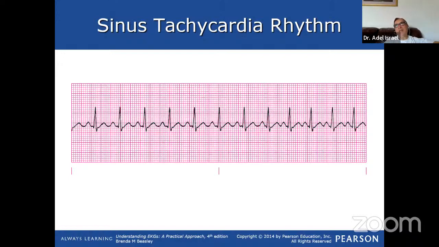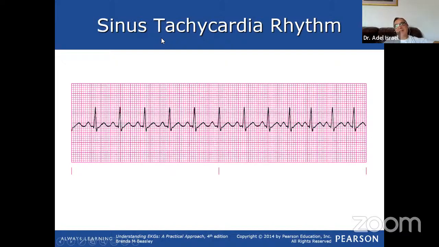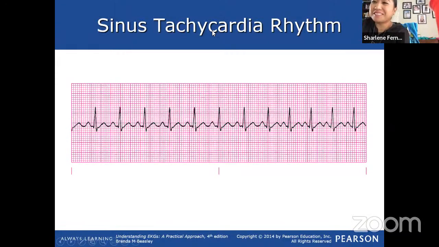You find everything is normal except the heart rate exceeds 100. So it is what? Normal or tachycardic? Not normal. Tachycardic. Sinus tachycardia. Don't say normal. From now, we don't use the word normal. Normal is in your memory, okay? So we mentioned sinus tachycardia. All right, very good job. Thank you, Shirley.